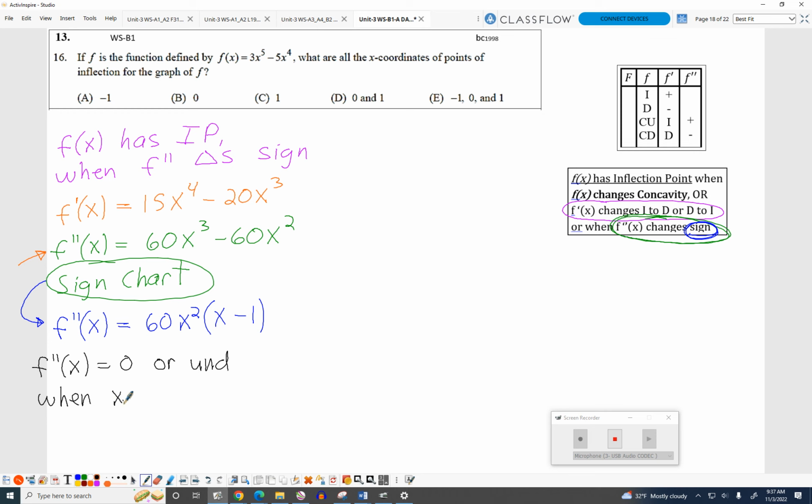X equals, we'll go to Gideon. So Gideon, what value must we put here and here so that F double prime is either 0 or undefined? 1 or 0. 1 or 0. Perfect. 2 points for Gideon. Questions from anyone? You don't need me to repeat anything, say it differently, anything.